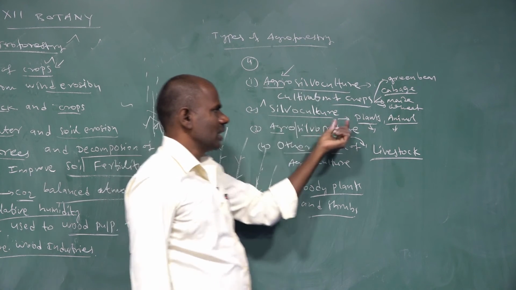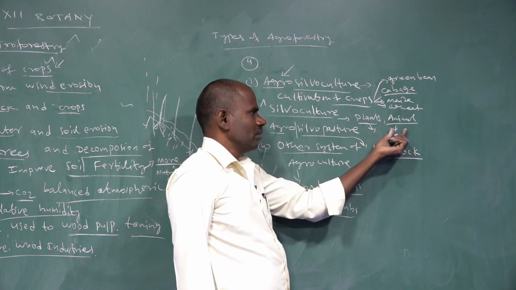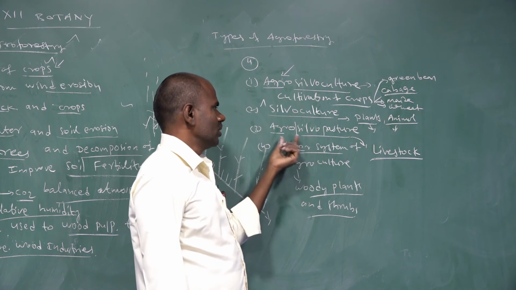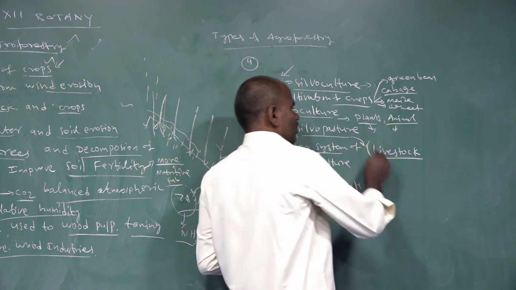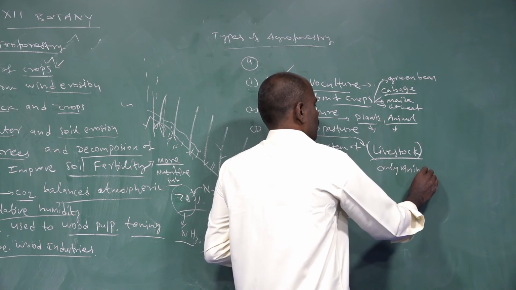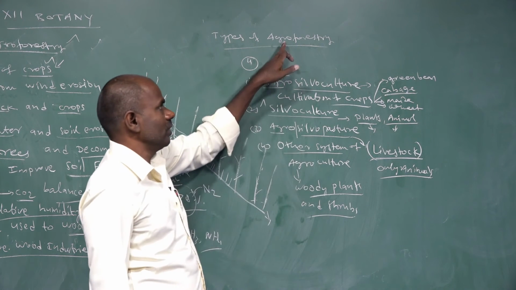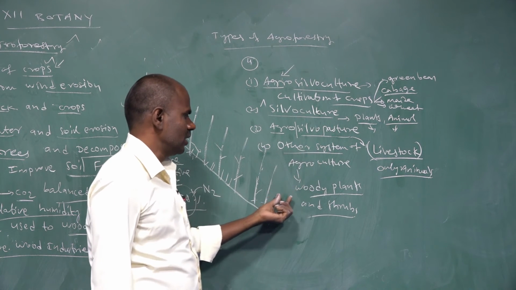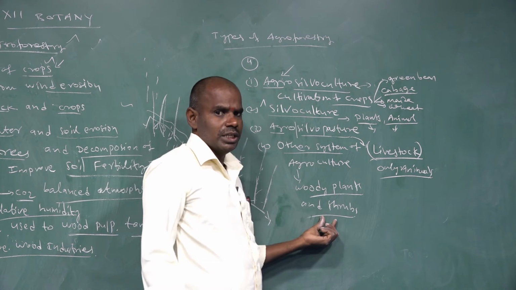Silviculture means the cultivation of both plants and animals. Some types of domestic animals, some types of wild animal sources, and some types of livestock animals are cultivated. Agro-silvofoster means we are cultivating only livestock, only animals. Domestic animals are cultivated in the forest land. That type of forest land is called silvofoster. The other system of agroforestry culture is called agriculture land, where only woody plants and shrubs are followed.